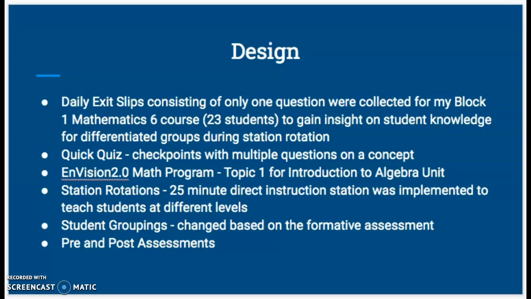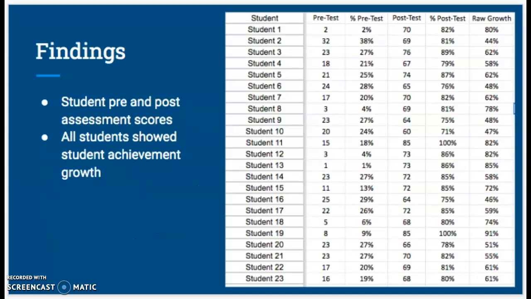And then the data that I did collect were the formative assessments and then the pre and post assessments. So, my findings. Here I have a chart showing all the pre-test and post-test scores. It showed what they got out of the total number of points, and then it showed their percentage points. And then I also included a raw growth. So all my students did have growth from the pre-assessment to post-assessment, which I thought was really cool. As you can tell from the table, some students grew a lot more than others, but I was very pleased with the findings for the pre and post assessments.